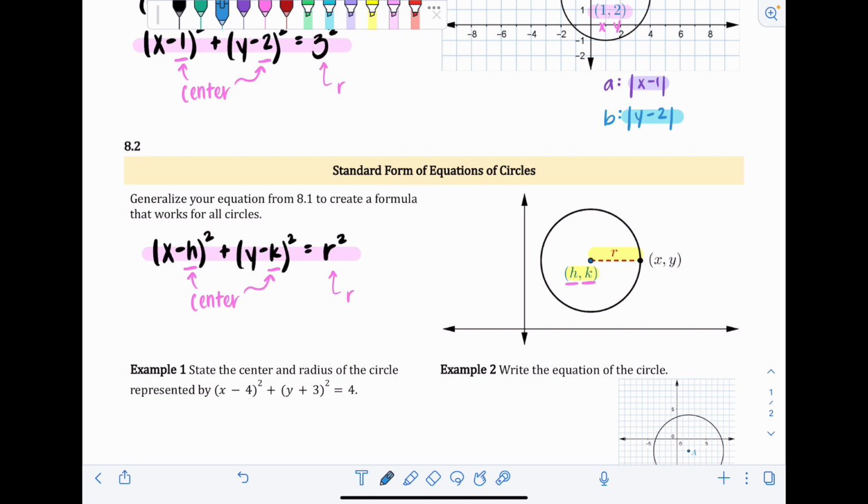So I would save it, put it on a sticky note somewhere on the top of your paper so you can always reference it back. One other note to add is that the center, and I know it's on the graph, which is really important to remember, is the point (h, k) in this equation.